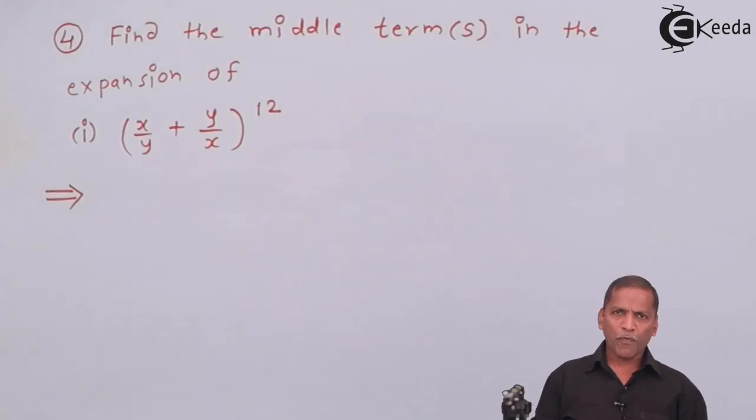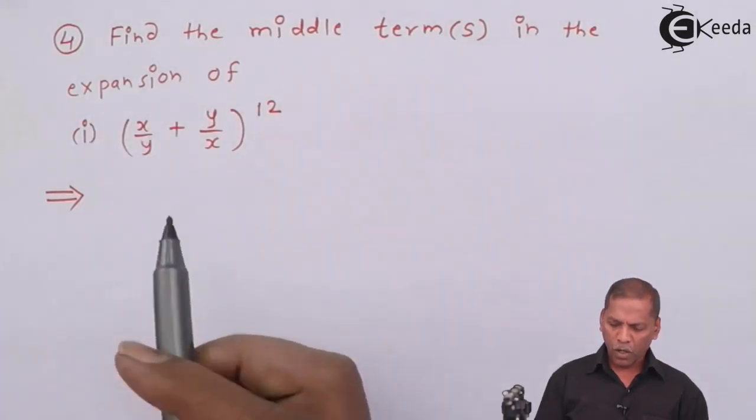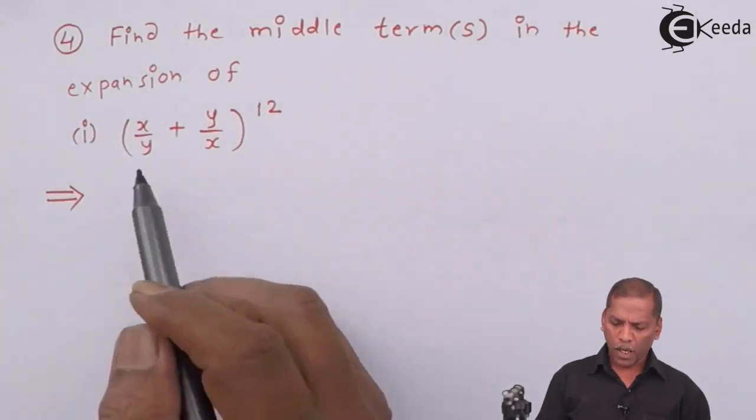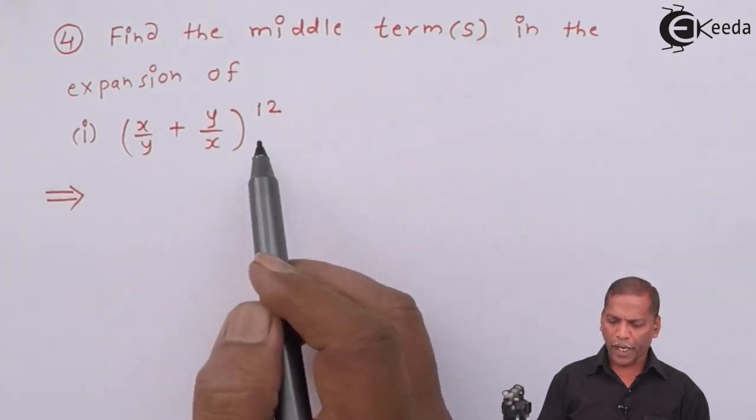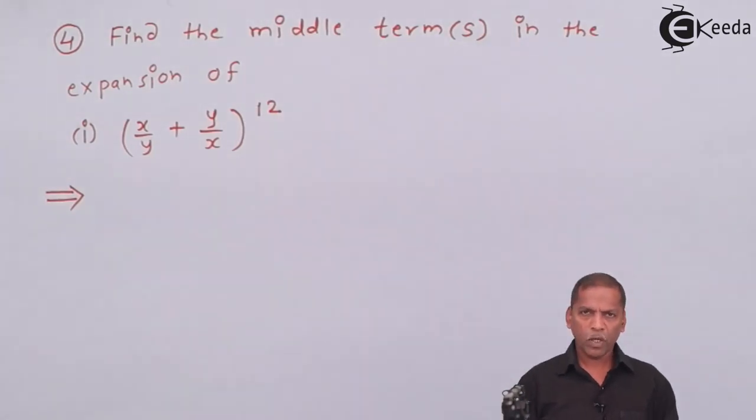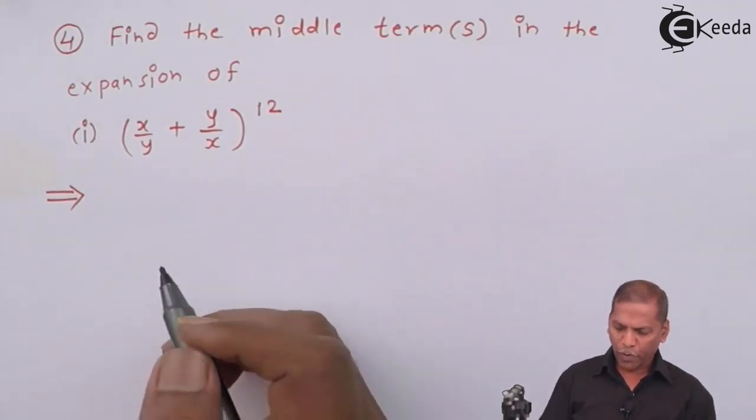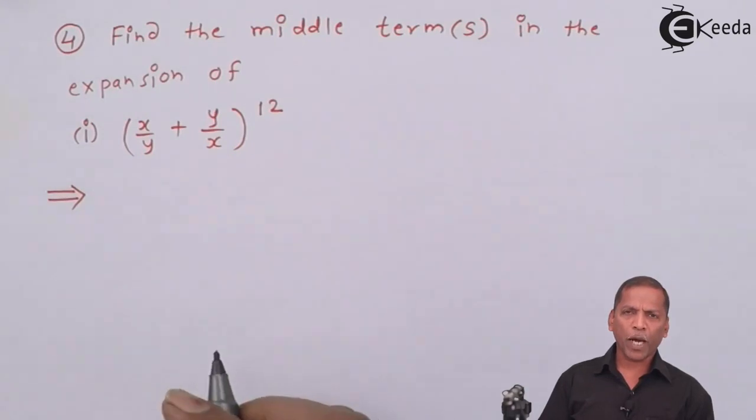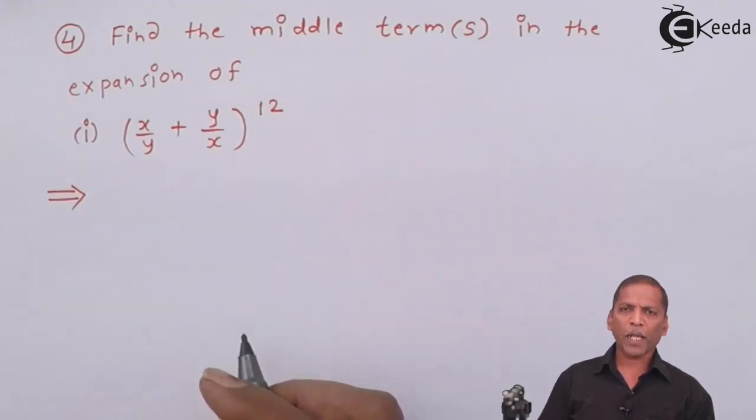The problem number 4 is: find the middle terms in the expansion of sub question 1, (x upon y plus y upon x) whole bracket raised 12. Now let's see the solution. First of all, we compare the given problem with (a plus b) whole bracket raised n.